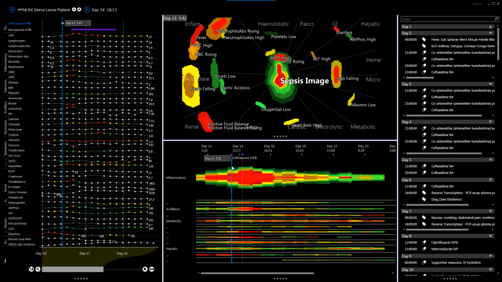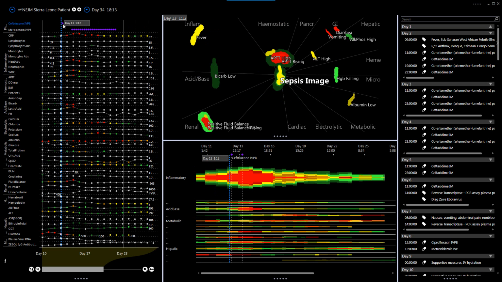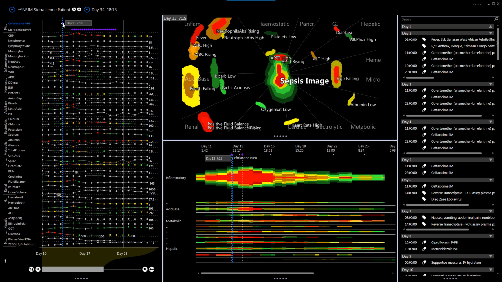Now let's look a little closer at how Storm Tracker helps us understand the dynamic patterns which are evolving. Remember, we mentioned that the patient was treated with ceftriaxone, and you can see the timeline. I have the cursor over this space on the historical weather map. On day 13 at 5:42. This is also evident up here. If I look at the matrix, it's also at that same point.